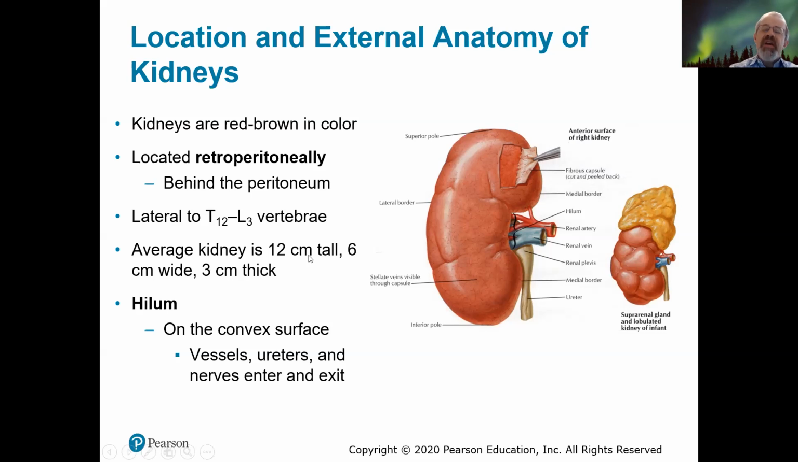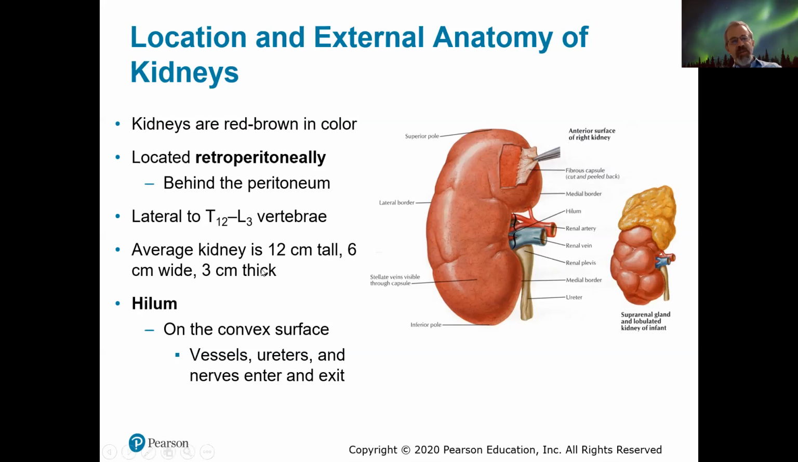Just to give you an idea of its proximity to the vertebrae, it's basically between the T12 and L3 region of the body. So you can have an idea of, especially with boxing, it's illegal to punch in certain areas, and that's one of them, just due to the potential for kidney damage.